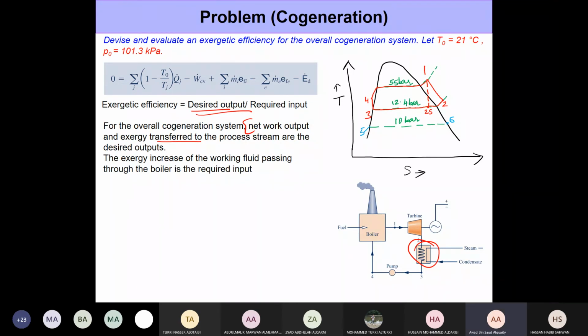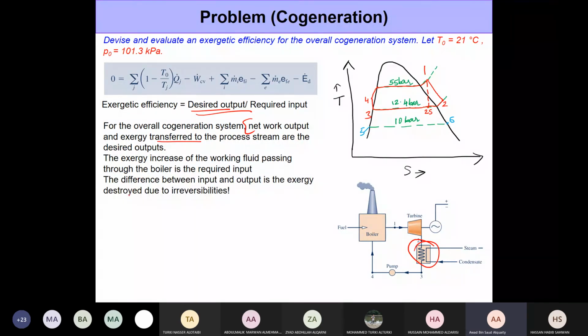All right, sorry. So coming back to this, we certainly expect there to be some difference between the exergy input and the overall exergy output, simply because there will be some irreversibilities. And that is what is the exergy destruction. So the question is, what is the exergetic efficiency here for this case, right?